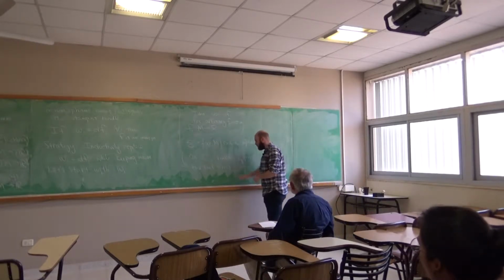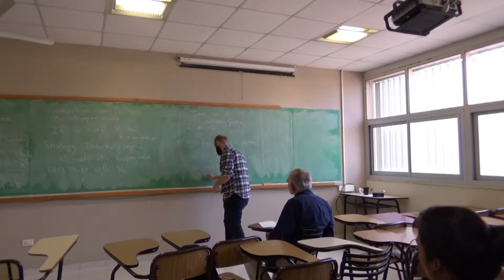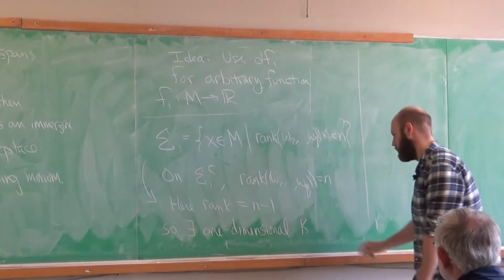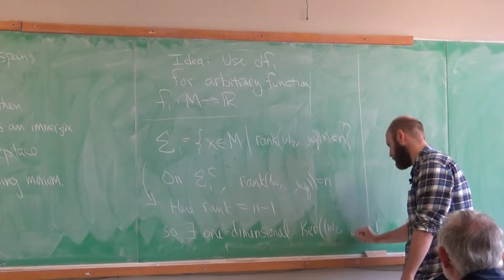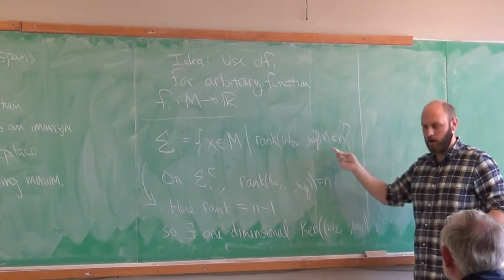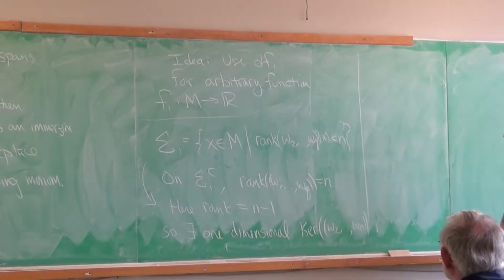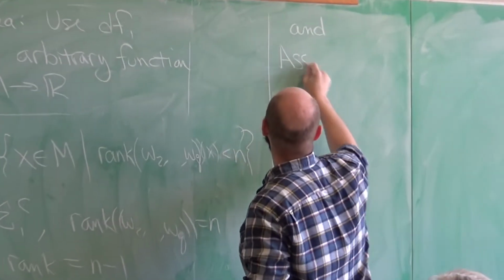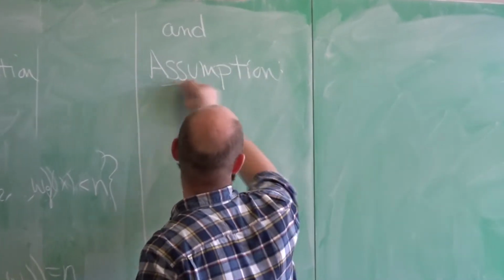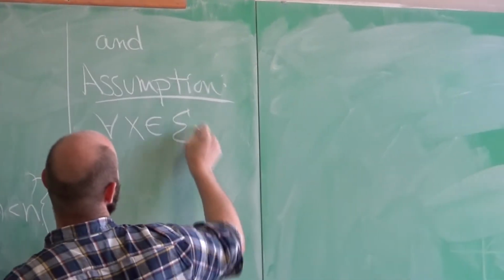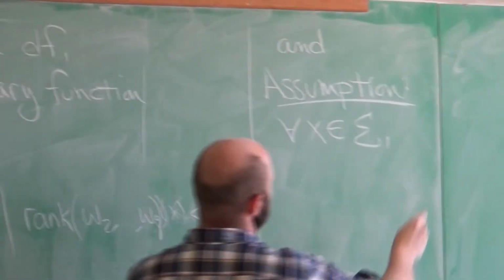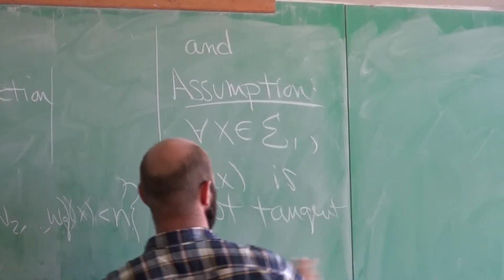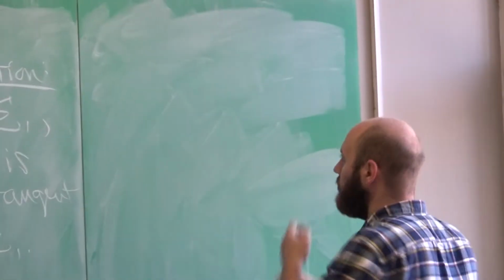Okay, so rank is n minus 1, so there exists a one-dimensional kernel at each point here. And I will study this assumption: for all x in this space, the kernel is not tangent to the space.